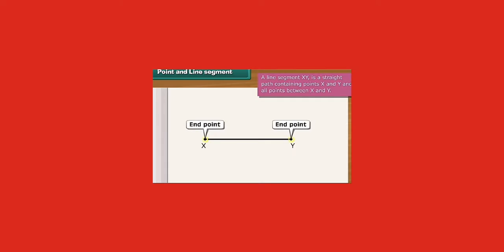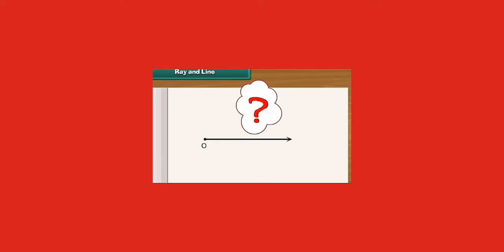Hello students. In my previous session we have studied about points, that points are defined as a location in space. Then the line segment. A line segment is a path that has two endpoints. Then after that you all studied also about ray. A ray has one endpoint and extends in one direction.